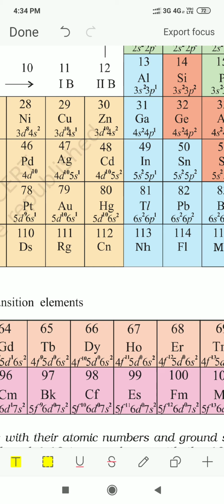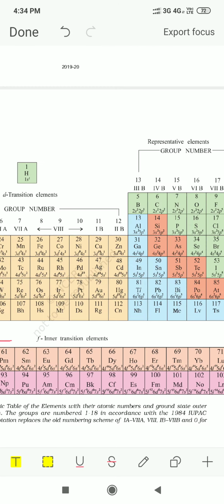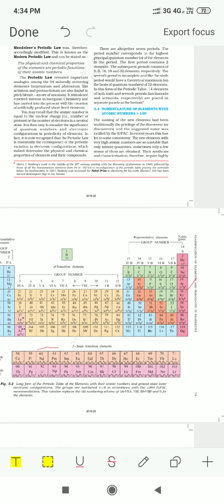Then we have a block of elements which are placed at the bottom. We have two series of elements placed at the bottom, and we call them f block elements, since the last electron is entering the f orbital.